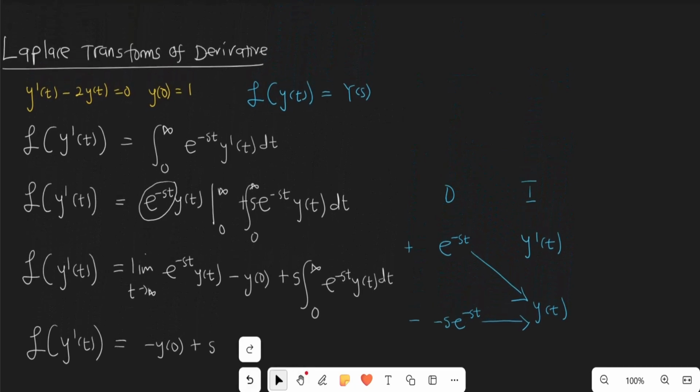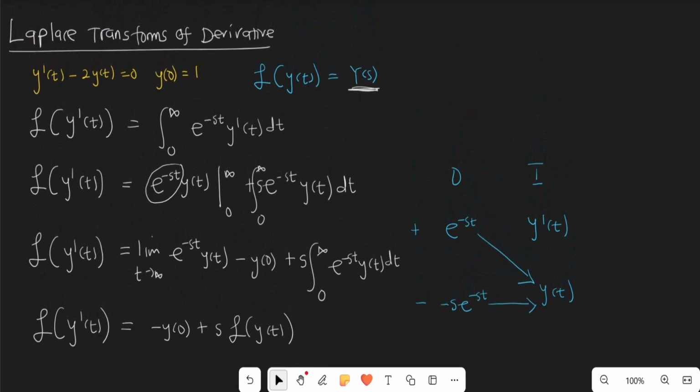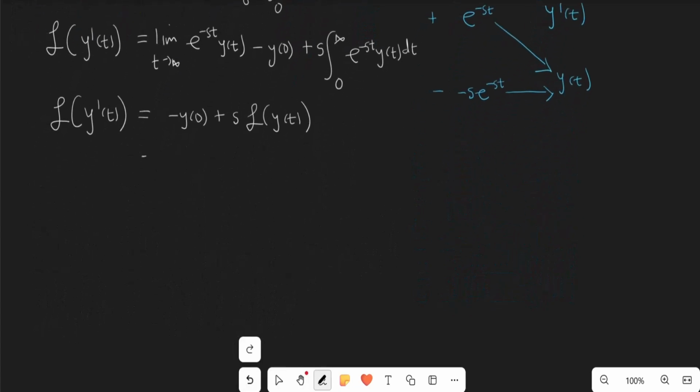If we go back here, the Laplace transform of y prime of t is the integral from 0 to infinity of e to the negative st times what we want to transform, and this one here is the same thing. The Laplace transform of y of t is the integral from 0 to infinity of e to the negative st times what we want to transform. So this one is the Laplace transform of y of t, which is the same as capital Y of s, where s is our Laplace variable. So this one is s times capital Y of s, that is the Laplace transform of y of t, and now minus y of 0, and this whole thing is the Laplace transform of y prime of t.